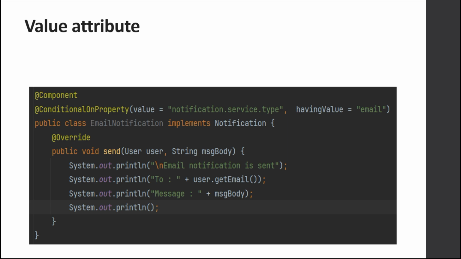So when the Spring application starts, at that time it will check whether this property notification.service.type is present in the application.properties file or not. If it is present in the application.properties file, then it is going to read the value for this property from the application.properties file, and then it is going to match that value with the havingValue of this EmailNotification class.